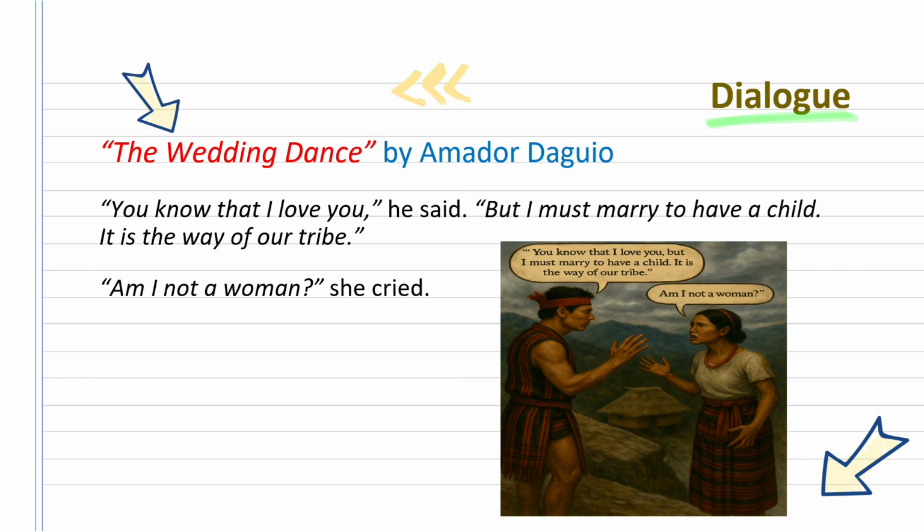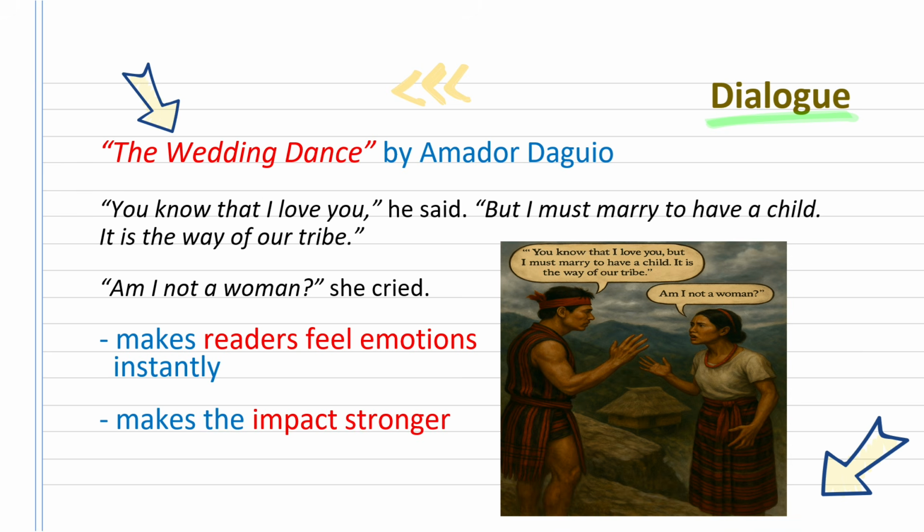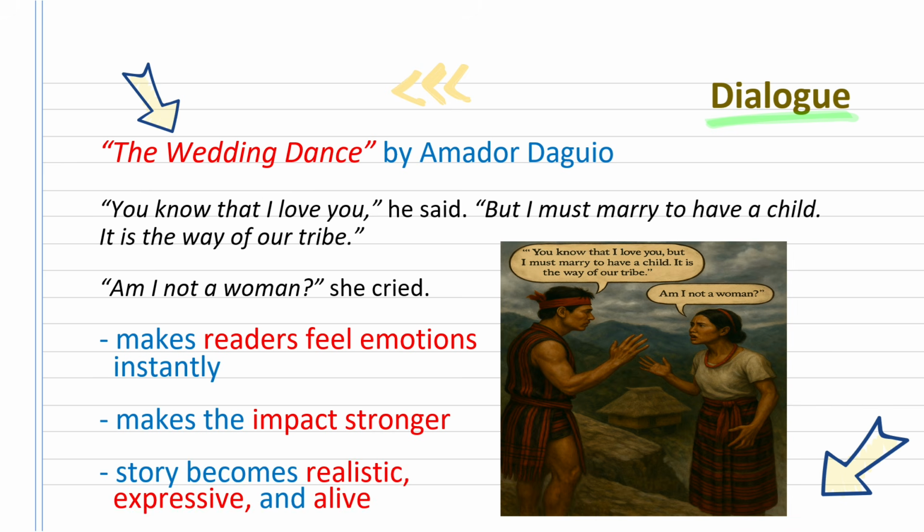Nabasa natin ang mga mismong words ng mga characters. Hindi na kailangang i-explain. We instantly feel the sadness and pain. Mas malakas ang impact kapag characters mismo ang nagsalita. Mas totoo, mas feel, at mas buhay ang story.